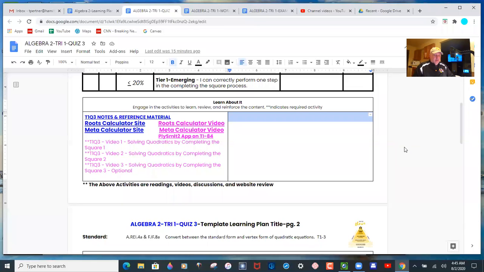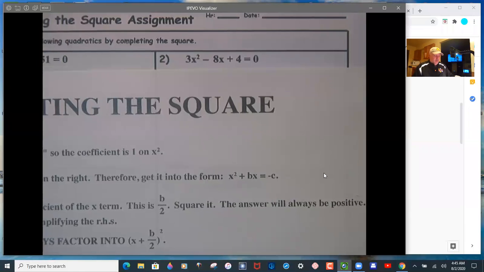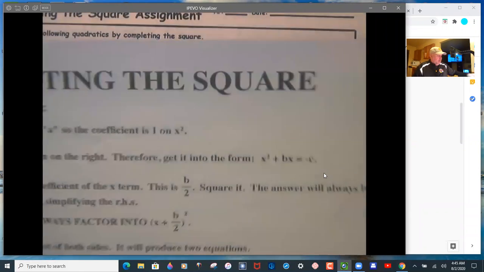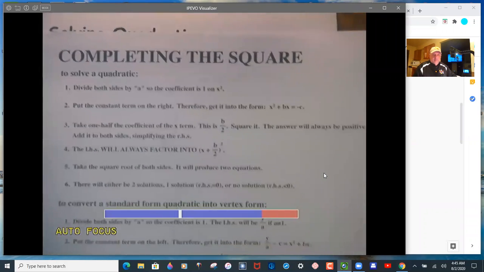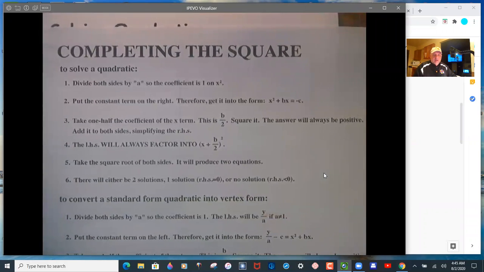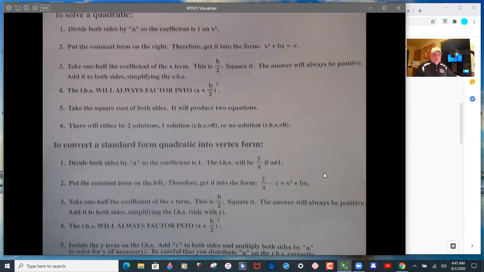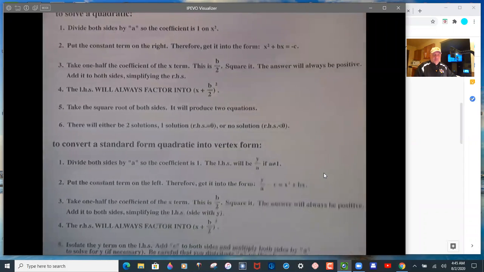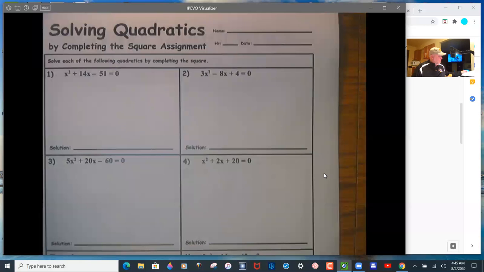This lesson will cover the first assignment for quiz 3. So, solving quadratics by completing the square. You're going to need to print out, again, these try 1 quiz 3 notes and reference material, which is this here, and it just basically goes through the steps of completing the square, which I will show you, and then how to convert from standard form into vertex form, which is highly related to completing the square.